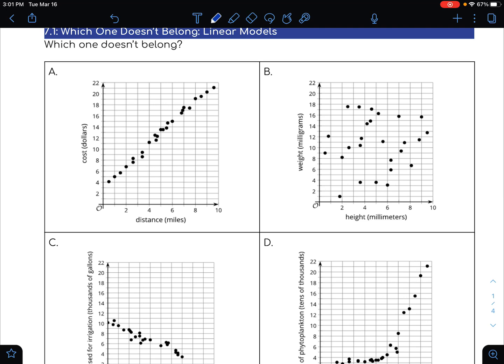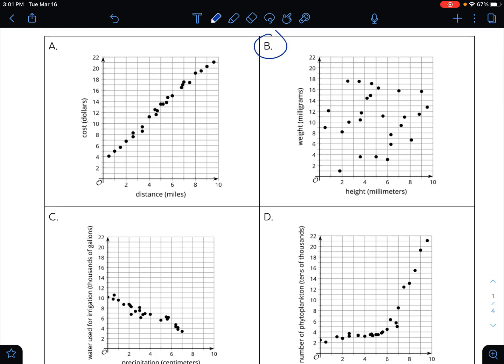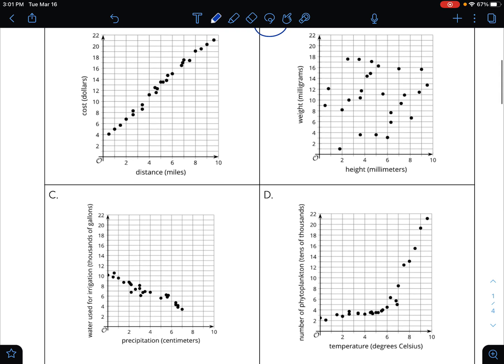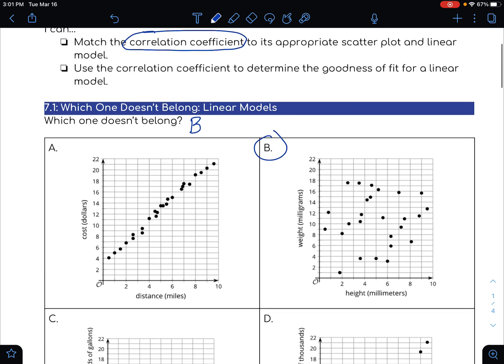So the one that I chose for the one that didn't belong was B. I'm guessing some of you may also have chosen B, but you might have chosen one of the other ones, and if you gave some reasoning related to that, that could certainly apply. I chose B because B is the only one that I saw here without a predictable pattern.